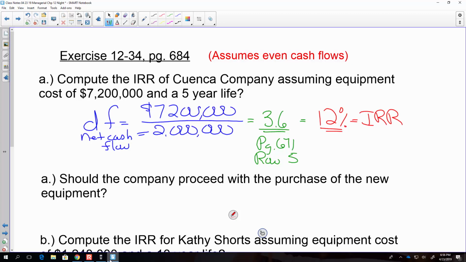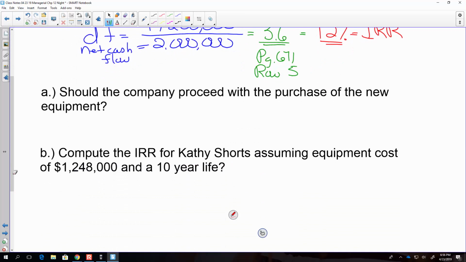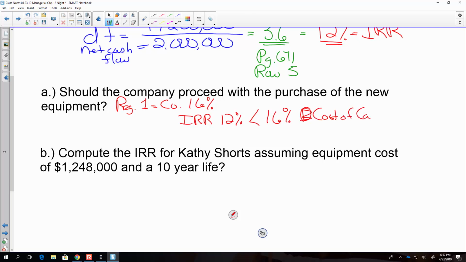Now, should the company proceed with the purchase, though, is the question. What's the company's desired rate in requirement 1? What did the company want to earn? 16%. Yeah, very good, Julie. So in requirement 1, the company's desired rate of return was 16%. My IRR of 12 is less than the company's 16% desired, or they call it the cost of capital. And sometimes this is called the hurdle rate, so just be aware of that.